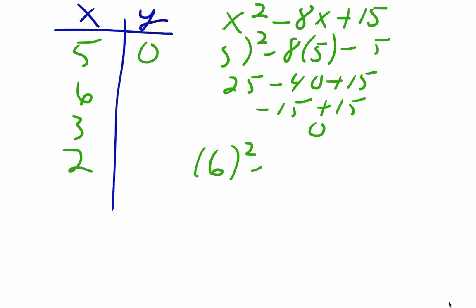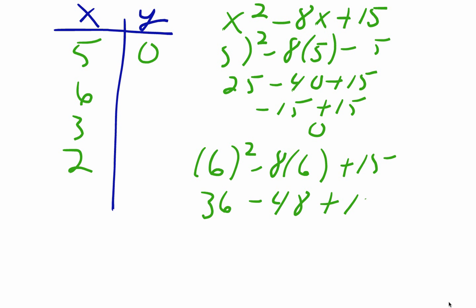So I'd do the same thing with 6. I'd take 6 and I'd square it, minus 8 times 6, plus 15. So I have 36 minus 48 plus 15. And if I solve that, I would get 3. Then I'd do the same thing with my x-coordinate of 3. Put that in my equation, I'd get 0 out. And if I put 2 in my equation and solve it, then I'd get 3 out.